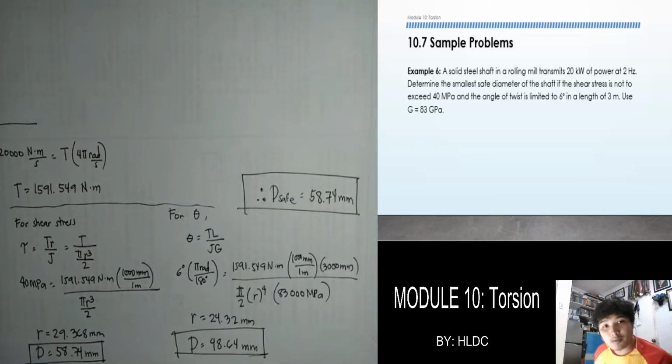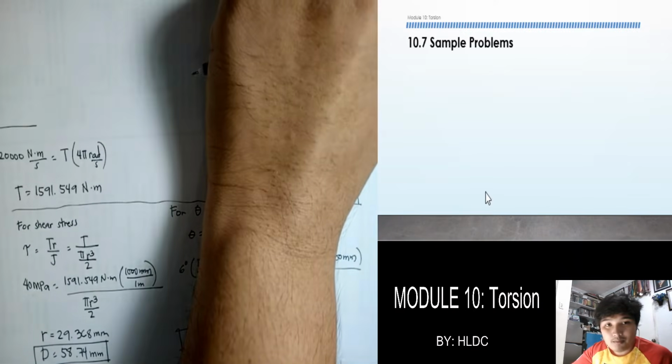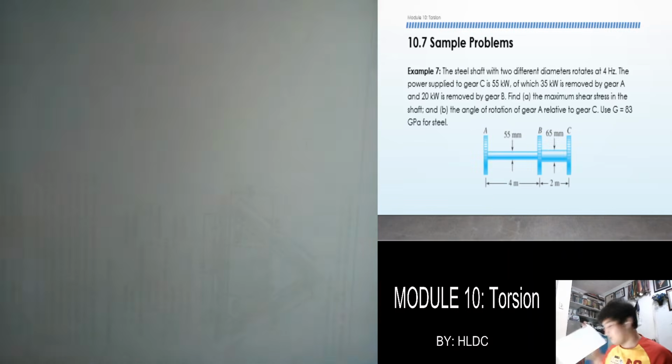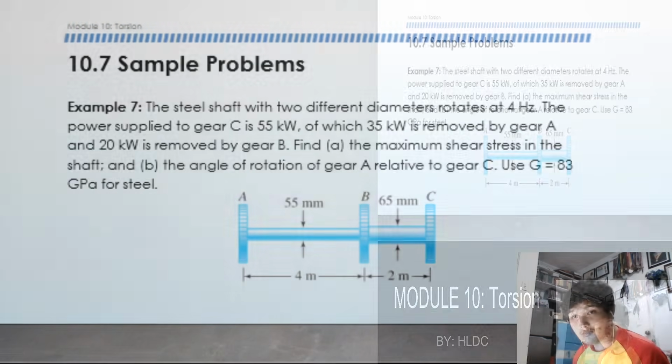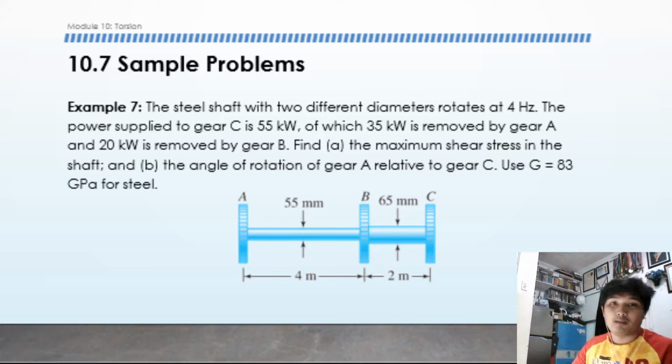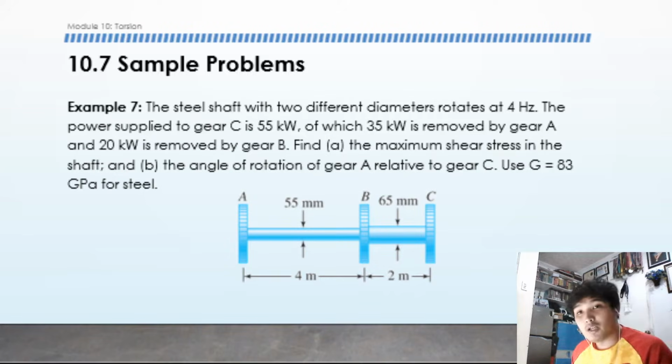So, check natin, class, kung tama pala, no? So, 58.74 millimeters. Okay, so, last problem. So, the steel shaft with two different diameter rotates at 4 Hz. The power supply to gear C is 55 kilowatts, of which 35 kilowatts is removed by gear A and 20 kilowatts is removed by gear B. Find the maximum shear stress in the shaft and the angle of rotation of gear A relative to gear C. Use G is equal to 83 gigapascal for steel.